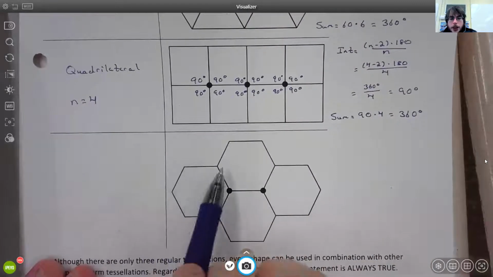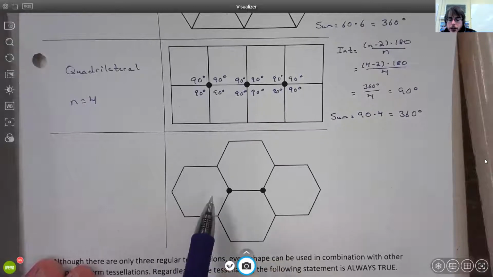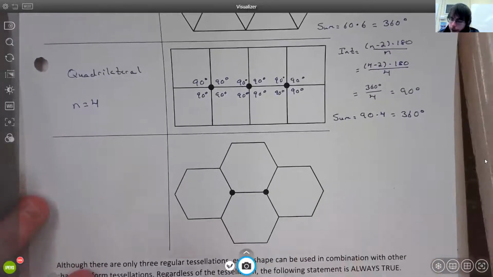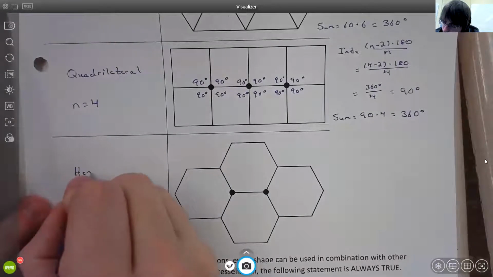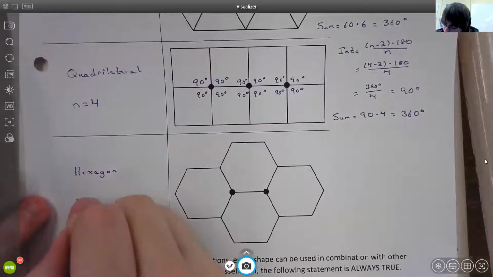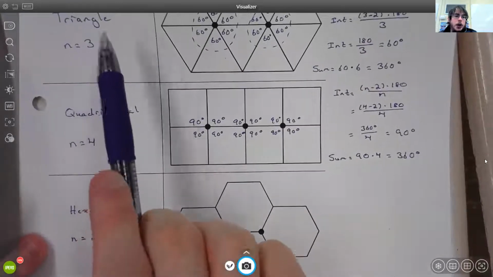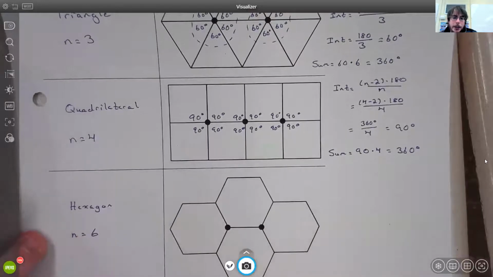What type of shape does this tessellate with? So we have 1, 2, 3, 4, 5, 6 sides. And a 6-sided figure is called a hexagon. So the only 3 regular polygons that tessellate are triangles, quadrilaterals, and hexagons.